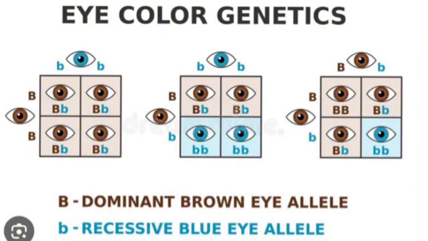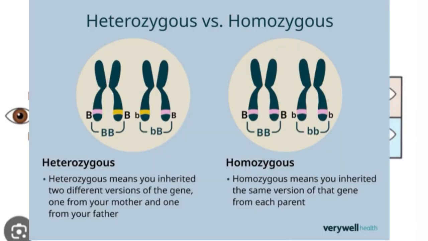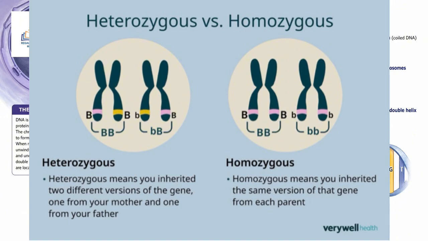The combination of alleles an individual inherits for a particular gene determines whether they are homozygous or heterozygous. An individual is homozygous if they have two identical alleles for a gene, such as two dominant alleles, BB, or two recessive alleles, bb. If they have two different alleles for a gene, one dominant and one recessive, Bb, they are said to be heterozygous. Understanding these terms is crucial for predicting how traits are passed on.